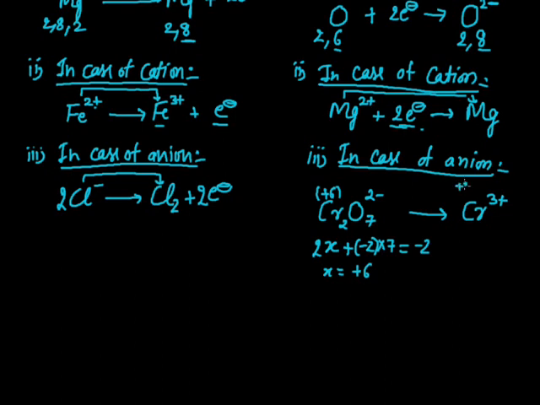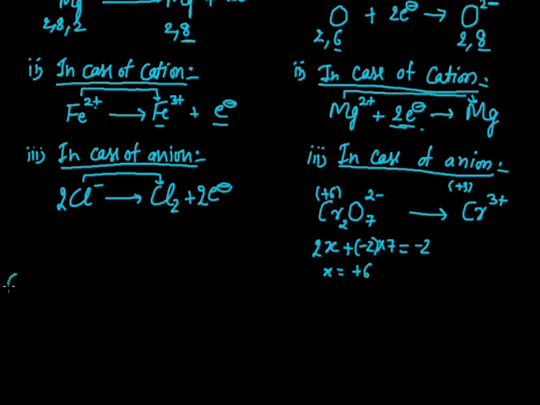So we can say that in dichromate ion, chromium has +6 OS, and after the reaction it has +3 charge. So we can say that in this reaction there is addition of 3 electrons, because the charge of chromium converts from +6 to +3. So it gains 3 electrons to convert into chromium 3+ ion. So gaining of electrons or addition of electrons is known as reduction. So we can say that dichromate ion is reduced into chromium 3+ ion.